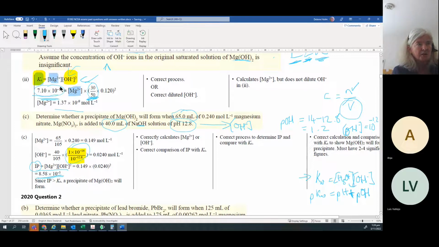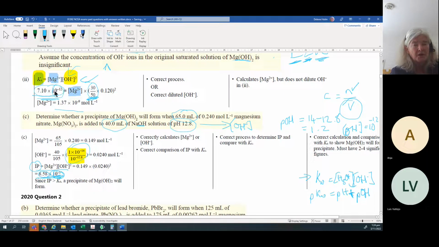And 10 to the minus 12 is a heck of a lot smaller than 10 to the minus 5. Do not be fooled by the numbers in front. Don't say, oh, 8.5 is bigger than 7.1. Always look at this part first. 10 to the minus 5 is bigger than 10 to the minus 12.